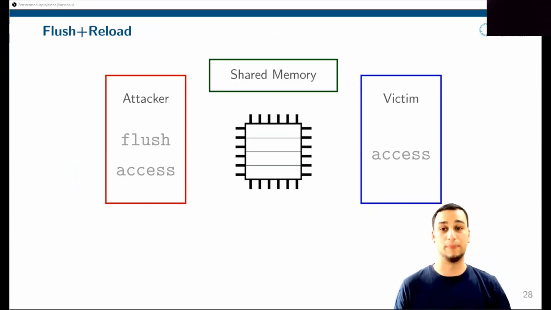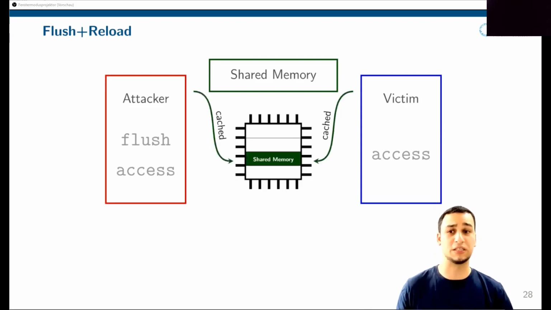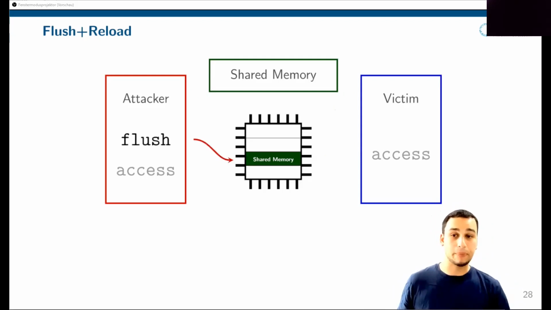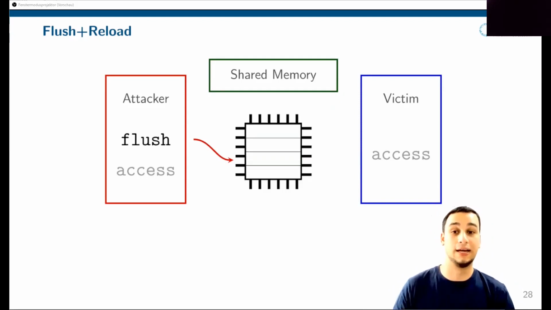If we have two applications, an attacker and a victim, and some shared memory between them, that can be something like a shared library, like the libc on Unix systems, that's basically in every application. Then they share that memory. If it's cached for one application, it's also cached for the other. That's how caches are designed for shared memory. Now as an attacker, I can simply flush the shared memory. It's also mapped in my address space. And that's not in the cache anymore.